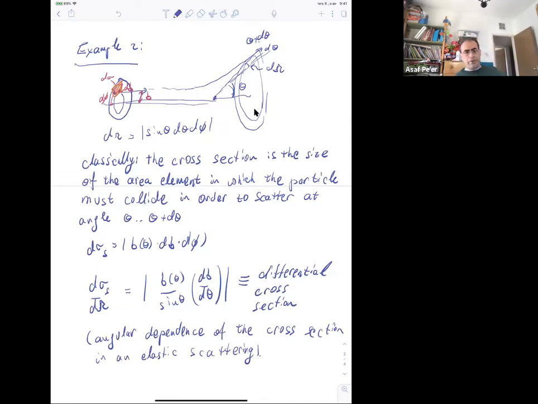Now, the really important thing to remember is that, classically at least, everything is determined once we know the impact parameter B, but practically we don't really have a way of measuring the impact parameter. What we can measure is the cross section. But of course, at least classically, they are dependent: once you know the cross section, you know the impact parameter, and vice versa.